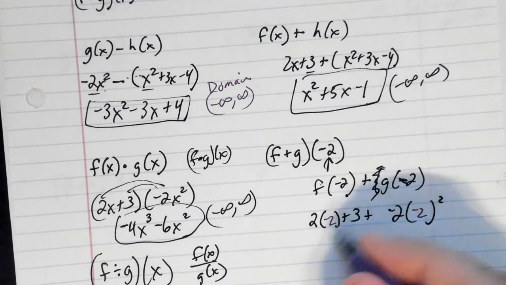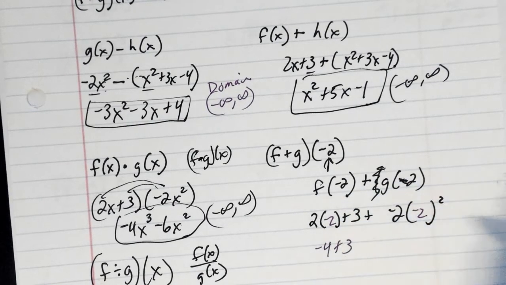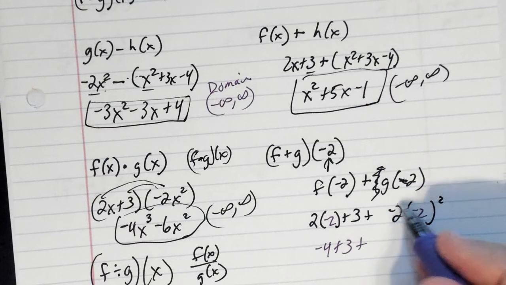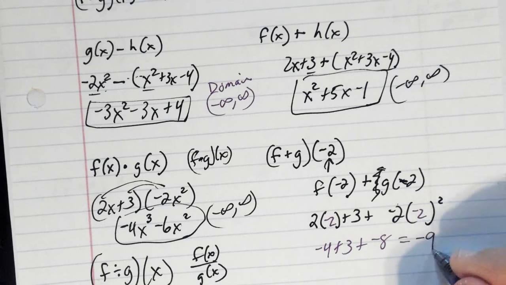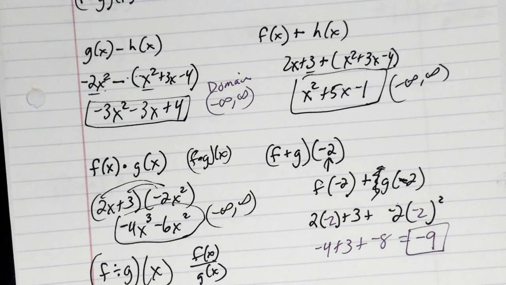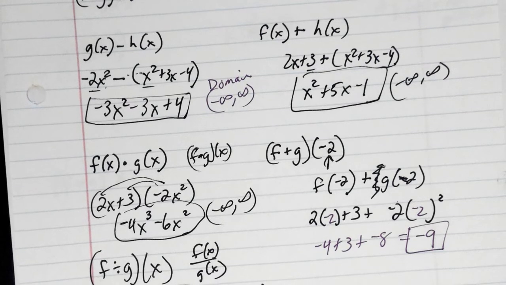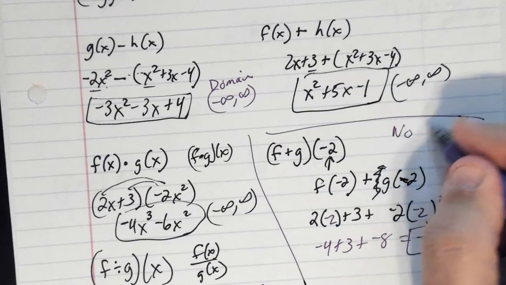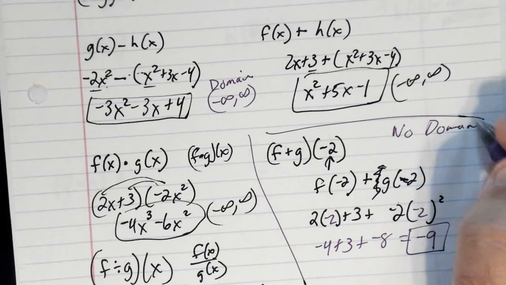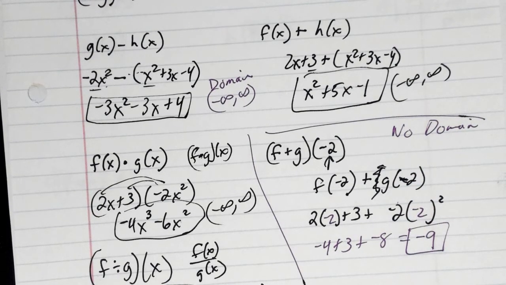So that's going to be negative 4 plus 3 plus, that's 4, negative 8. So that's going to be negative 1 plus a negative 9. It'll be negative 9. So my final answer is negative 9. There's no domain in that problem. You're not going to worry about domain in problems like this. Okay, no domain in that type of problem. So, just as an FYI, we just want to be able to locate that kind of stuff.